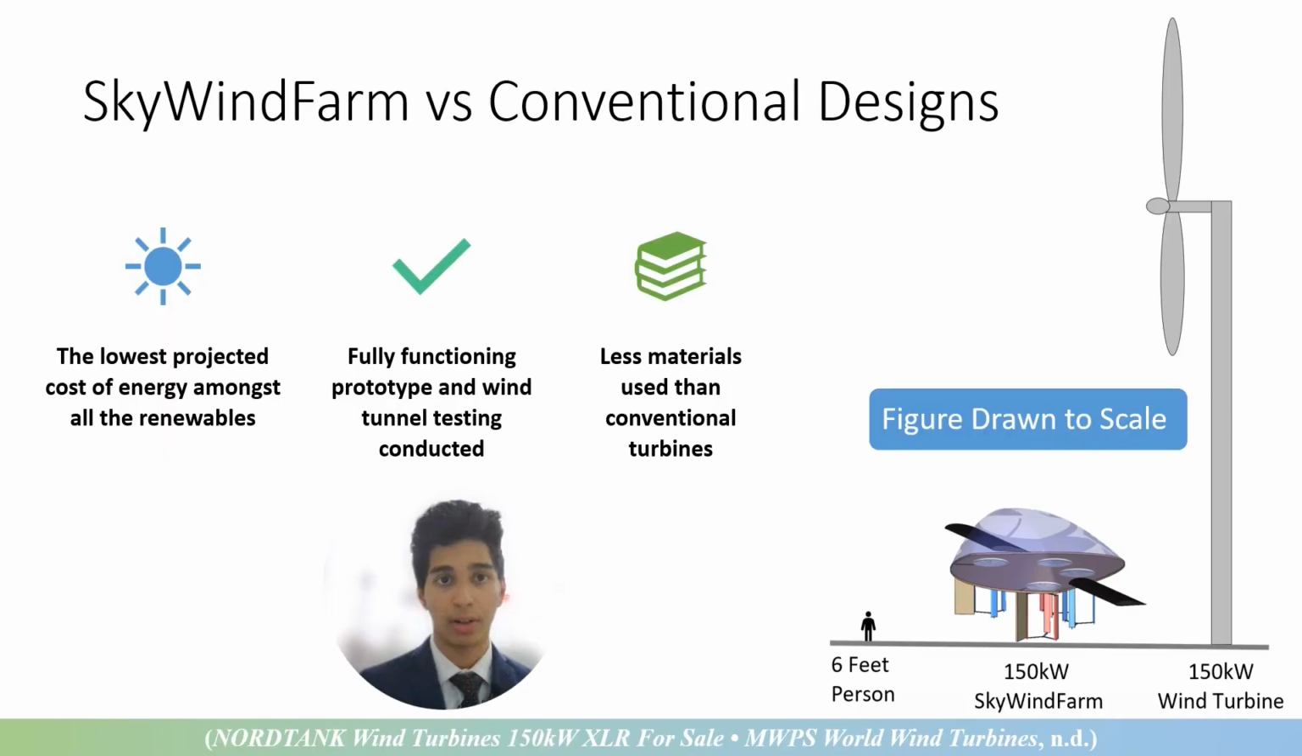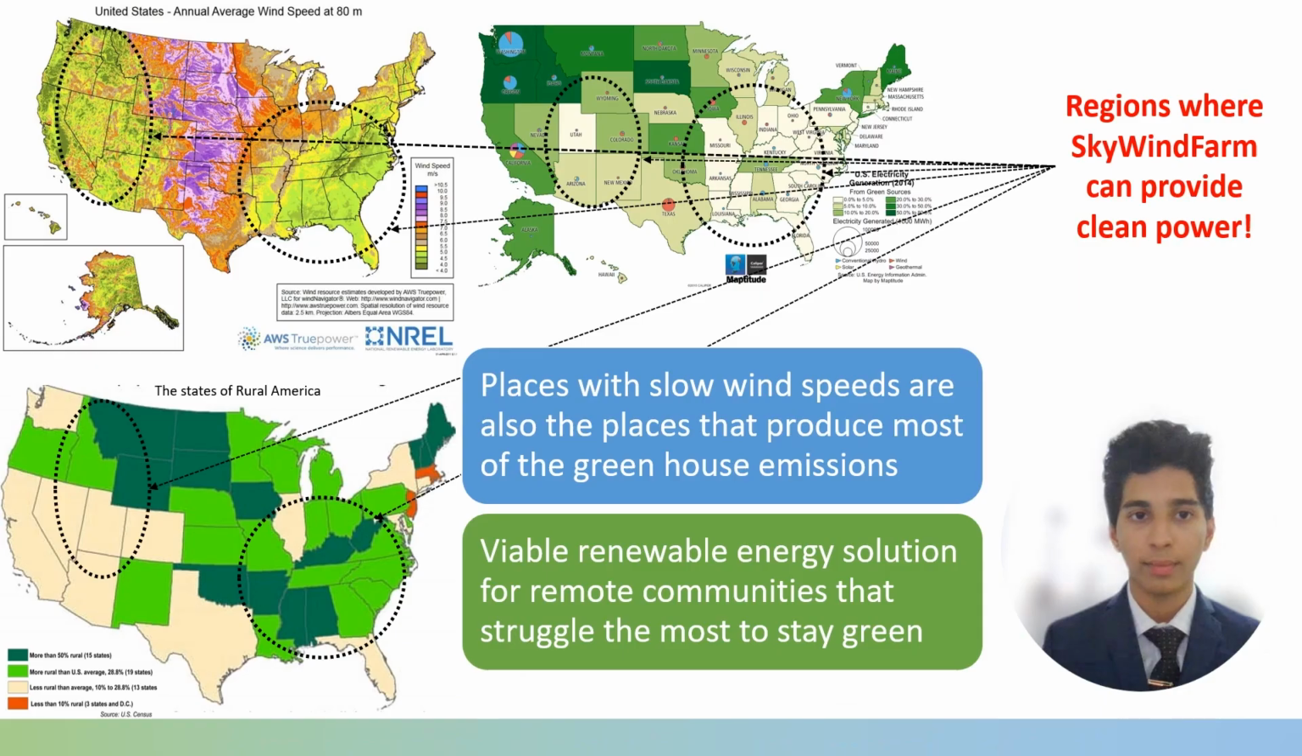A principal factor underpinning the superior cost efficiency of SkyWindFarm relative to traditional energy sources is the reduced material consumption. The following figure, drawn to scale, shows the comparison between a conventional 150 kilowatt wind turbine and the SkyWindFarm configuration. In America's most rural regions, traditional wind energy harvesting is often unfeasible due to geographical constraints. These regions often must hence rely on power from non-renewable energy sources. To meet the climate goals of our nation, these areas require modular, clean, sustainable, and reliable power sources.